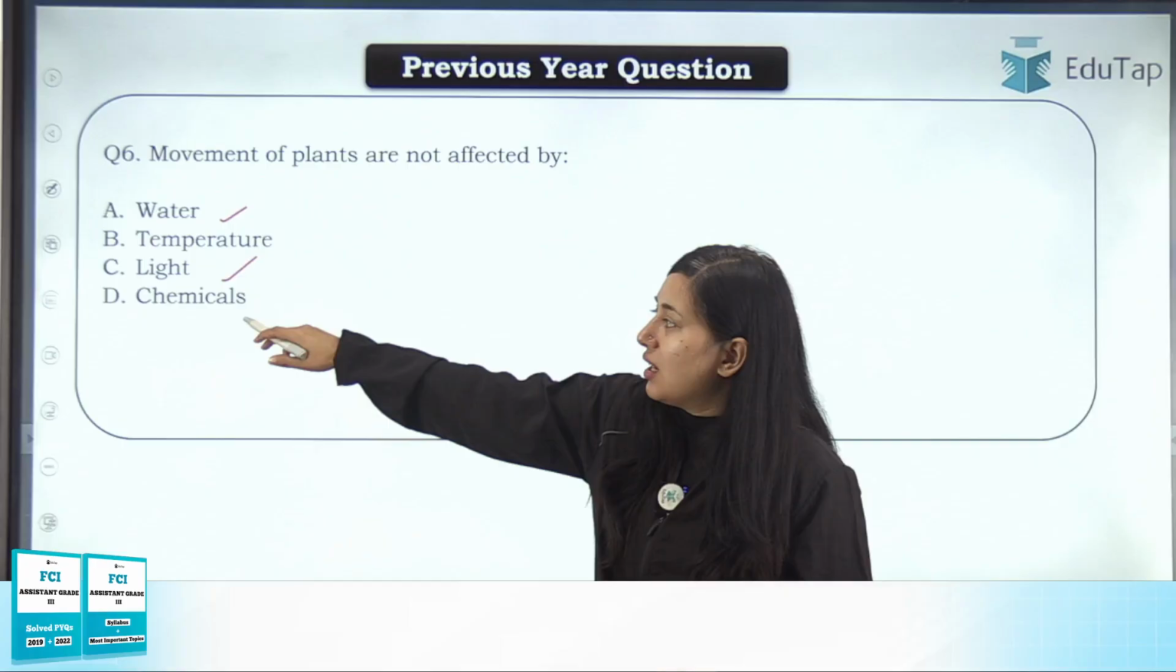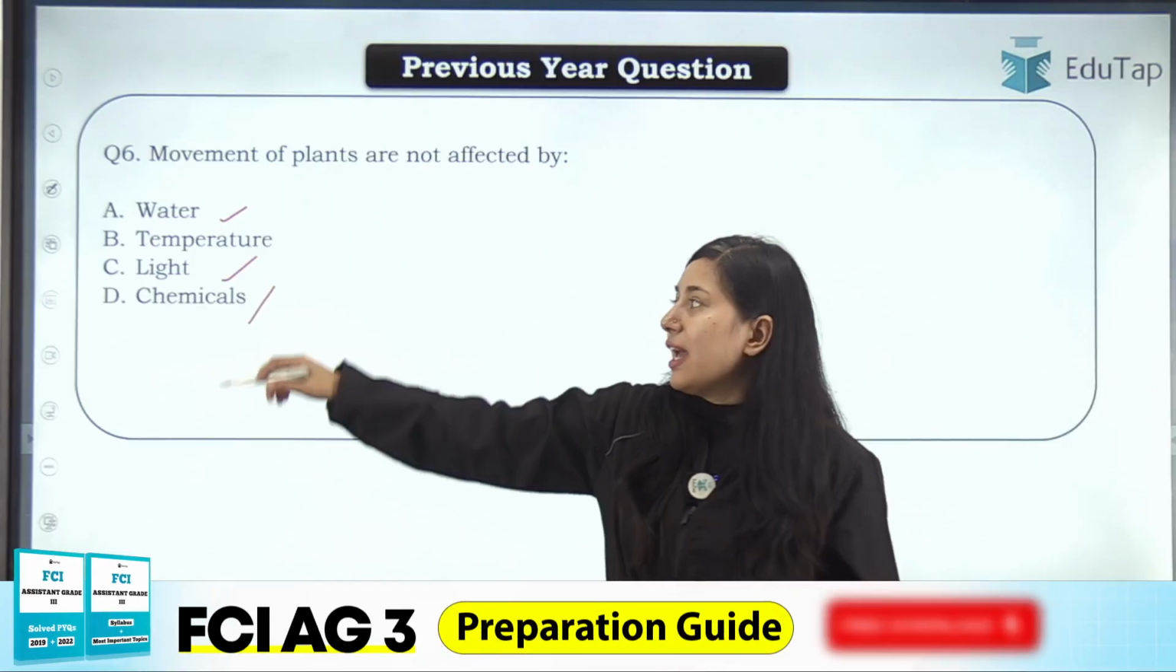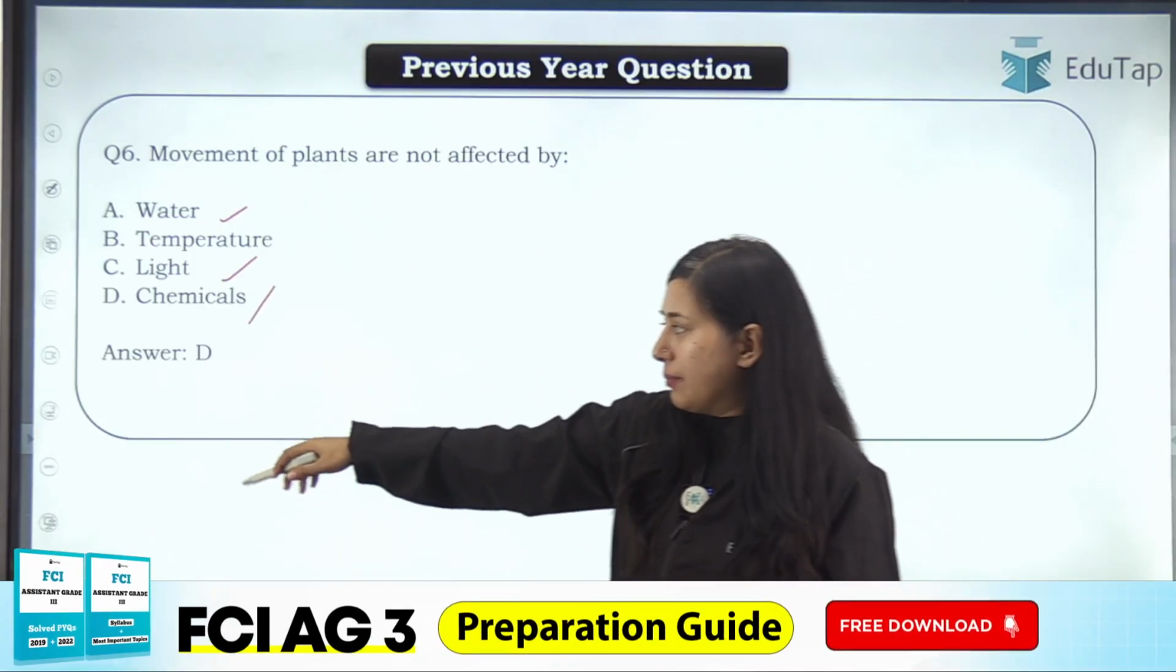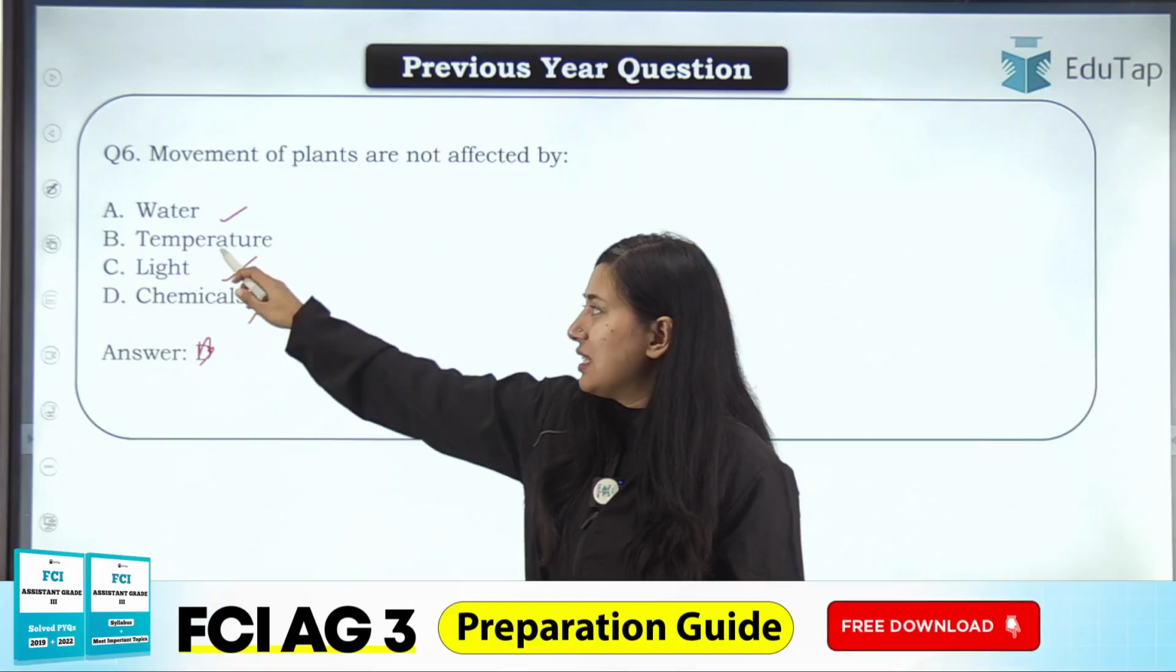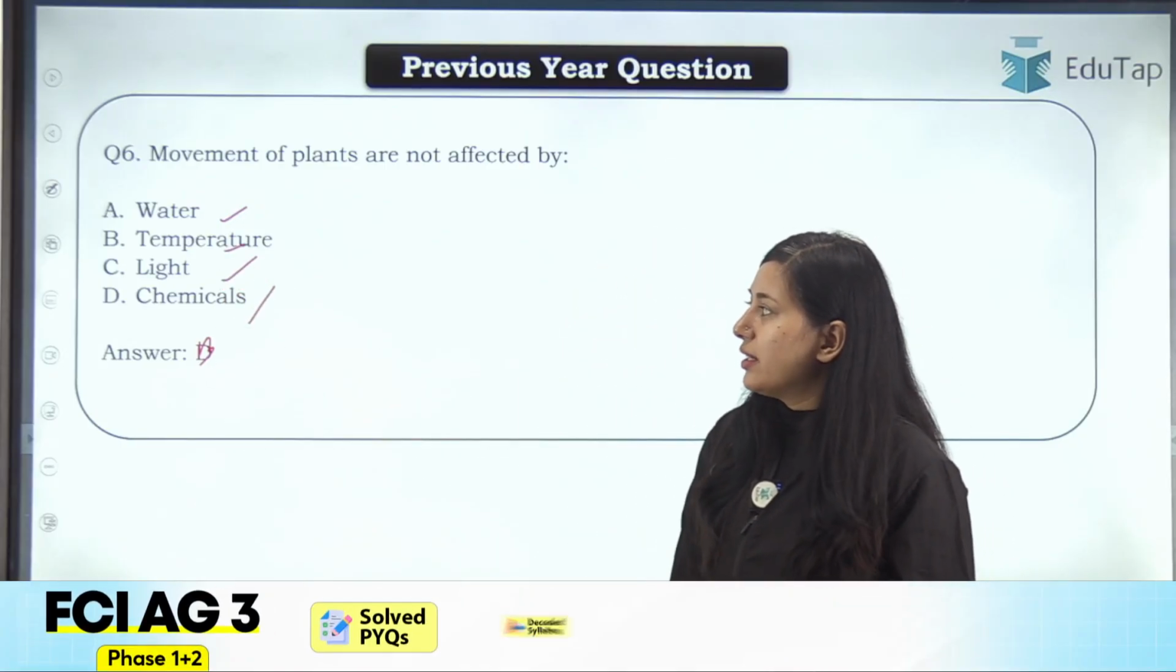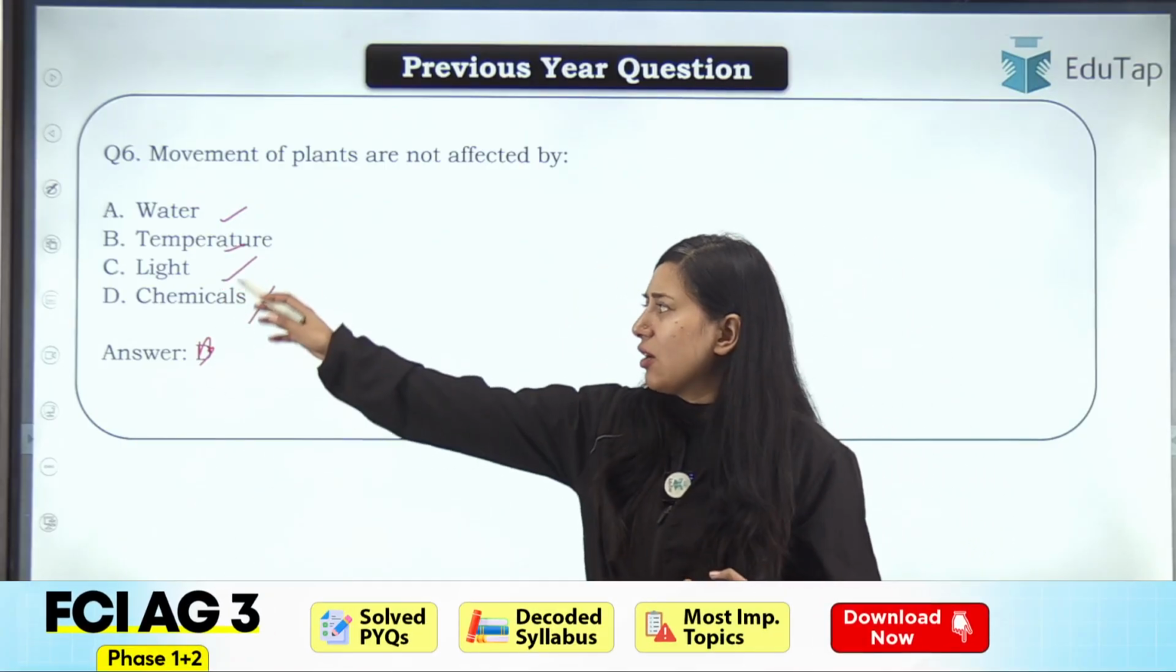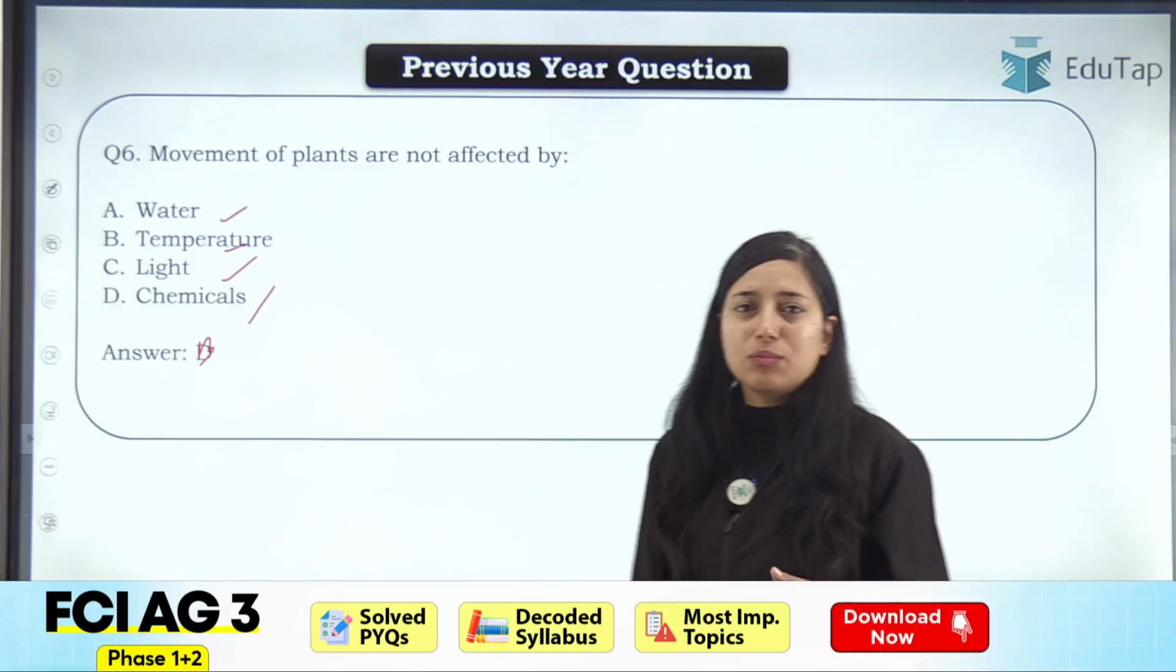Then there is chemotropic movement also, and we are left with option B. So the answer here will be option B. Okay, temperature. There is no movement toward temperature, but for all of the others there is a movement of plants.